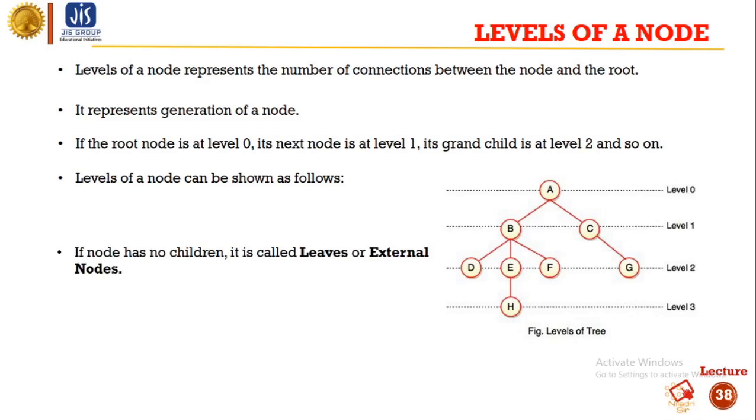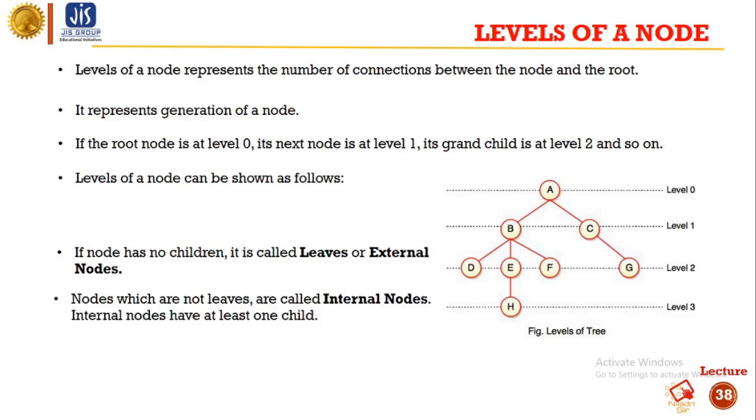So now if any node has no children, like D, F, H and G, which do not have any child, we can say that this type of node is called an external node, or a leaf. Leaves are nothing but those nodes which do not have any children. Or it is called an external node.